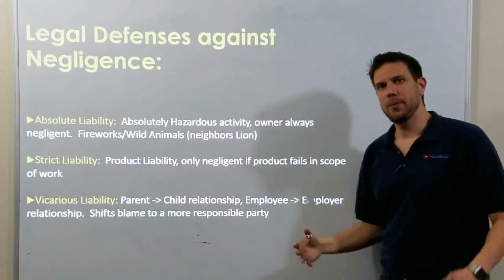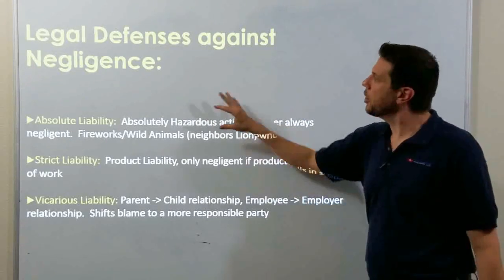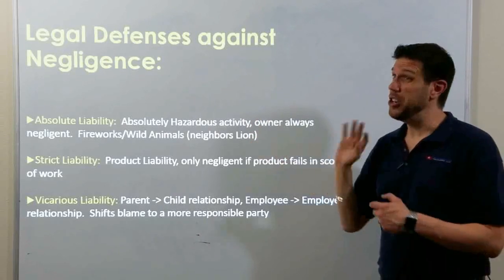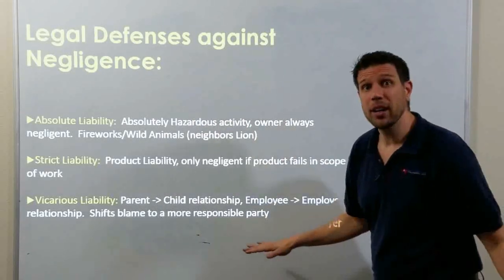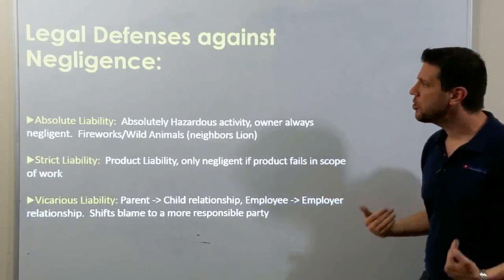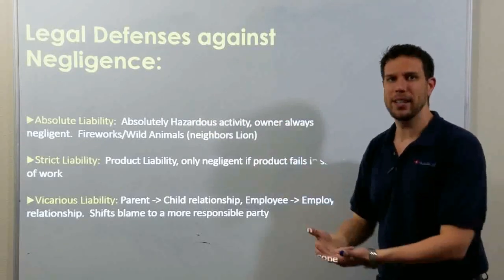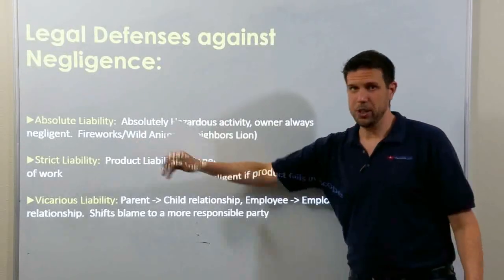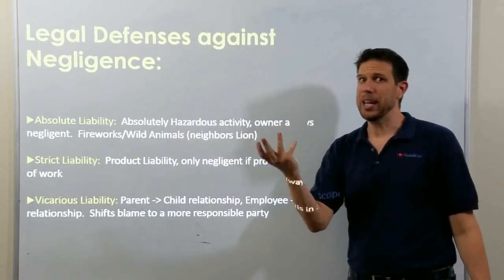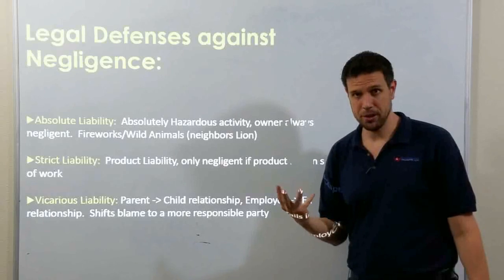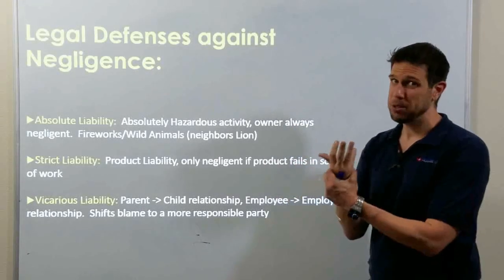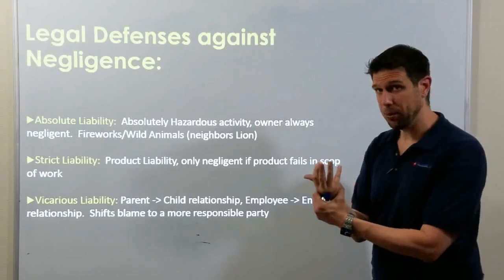Absolute liability, if you ever go to court, is where you were doing something so dangerous that none of those defenses even work because you are 100% liable for the damage. So like if you're playing with fireworks and you blow off your hand, you can't sue the fireworks manufacturer because you knew fireworks were dangerous. It is absolutely dangerous. You're 100% liable.